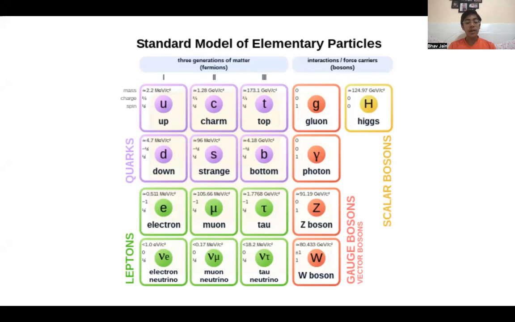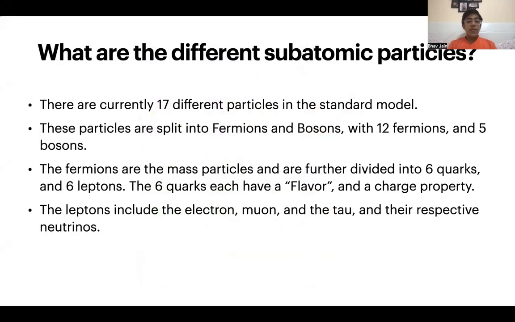There are 12 different fermions, which are divided into 6 quarks and 6 leptons. The fermions are mass particles, and each of the 6 quarks in the fermion family has a flavor and charge property. The leptons include the electron, muon, and tau, and their respective neutrinos.